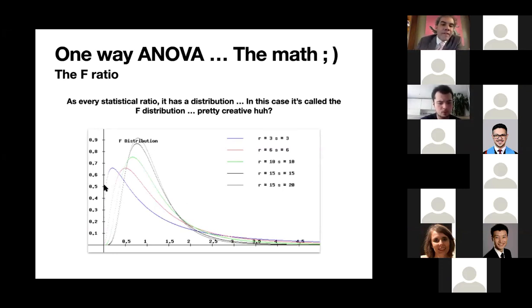This is the distribution of the F statistic, or this is called the F distribution. You have a different curve for different degrees of freedom, as you know, the same as t statistics and chi-square statistics. Every distribution has a different curve for different degrees of freedom. And as with every statistical ratio, it has a distribution. In this case, it's called the F distribution. Why? Because of Fisher, because it was his name.